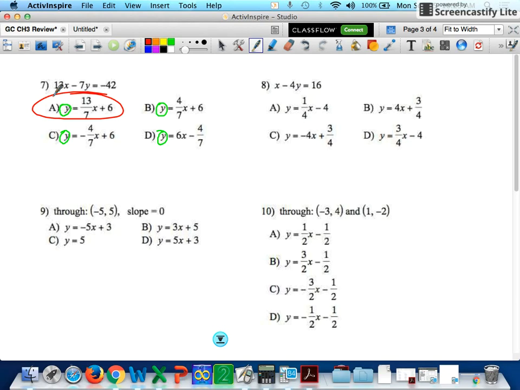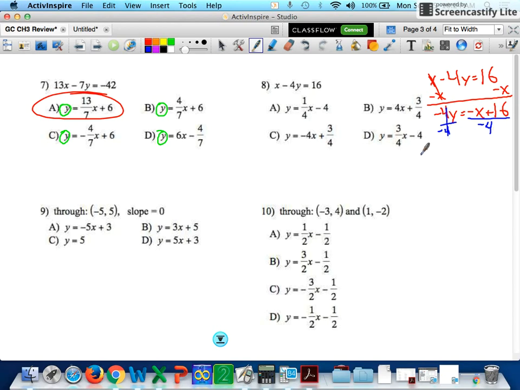Number 8, we're going in the same sort of direction. It's a little bit of an easier problem. We've got x minus 4y equals 16. What we have to do is get y by itself. So I subtract x from both sides. Those cancel. I get -4y equals -x plus 16. Finally, I've got to divide everything by -4. Let's switch colors, go with divide by -4.